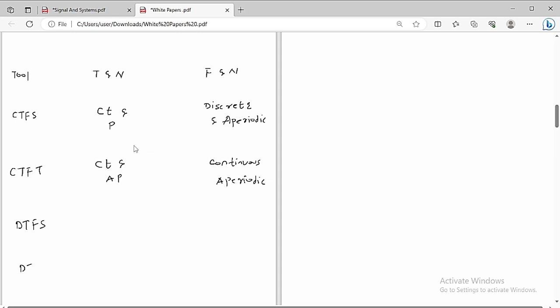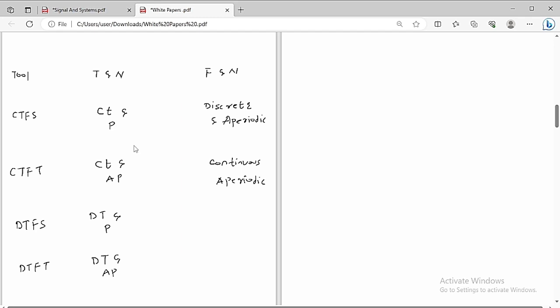Then we go for the discrete time Fourier series and the discrete time Fourier transform. Discrete time Fourier series means it is applicable to discrete time signals which are periodic in nature. Discrete time Fourier transform means it is applicable to discrete time signals which are aperiodic in nature. Simple thing, right?